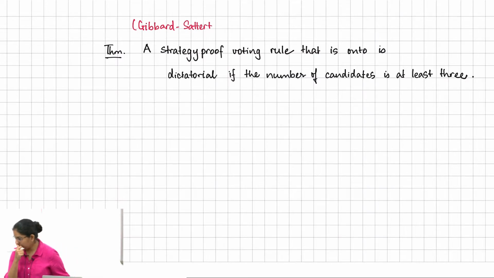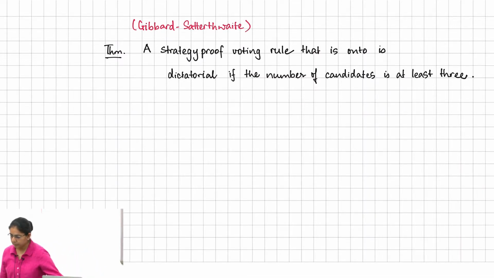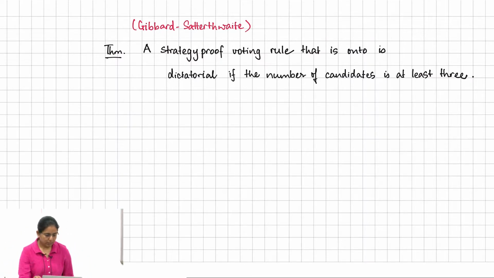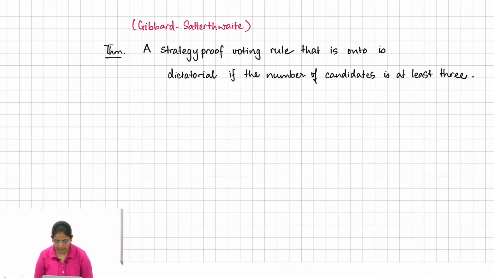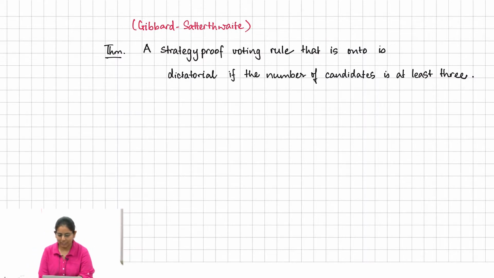Make sure I get this. Okay, so if you've been reading, this is our second depressing result of the day. But before we parse this, can we just quickly sanity check that dictatorships are in fact strategy proof and onto? So why is a dictatorship onto?